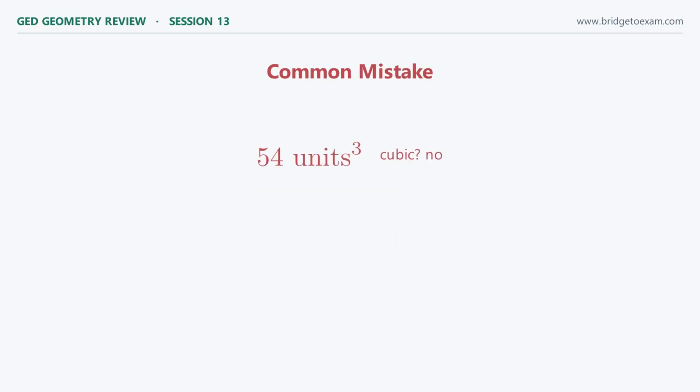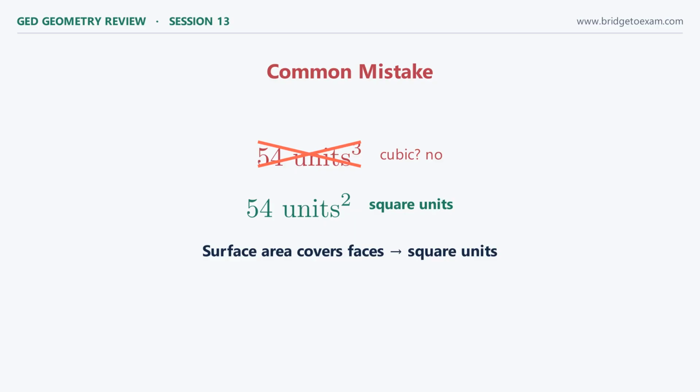The key mistake is giving cubic units for surface area, or confusing it with volume. Surface area covers faces, so it is always square units. Volume fills the inside and uses cubic units.